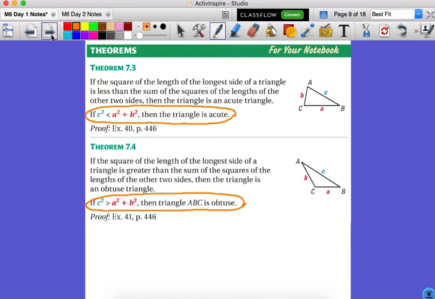So again, we've already said if c squared equals a squared plus b squared, that is a right triangle. Now we're saying if c squared is less, it's acute, and if c squared is bigger, it's obtuse. Again, this is a commonly forgotten test item, so you may want to put a star by this question.